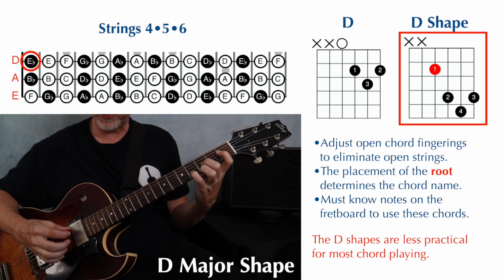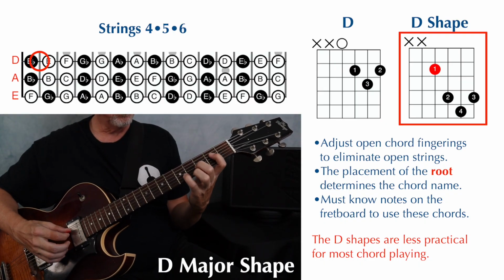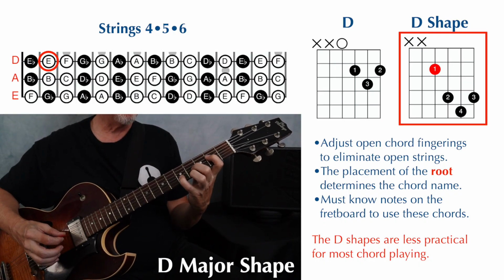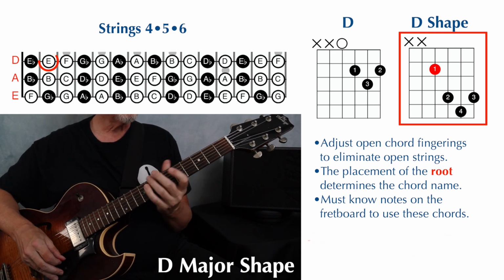We're just playing 4 strings. We have an E flat major because the root is on this E flat. 1 fret higher, you have an E major. Like I said, this one's kind of hard to grab just out of the blue. D minor.